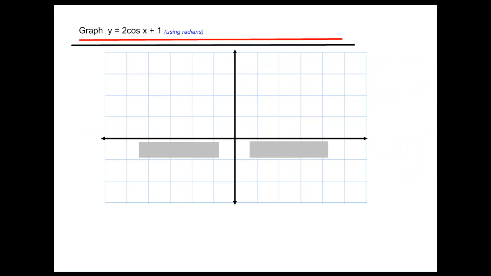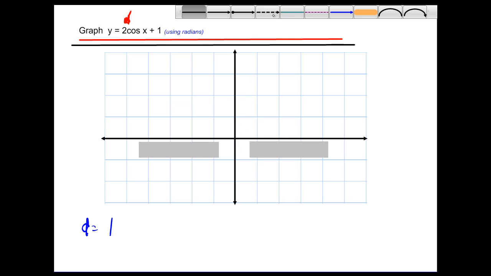So let's take a look at how we might graph a cosine graph that has some manipulation to it. So remembering transformations, we know that the 2 out in front here is going to act as a vertical stretch, and the +1 is going to be a vertical shift of up 1. If we're looking at y equals 2 cos x plus 1, here are some helpful steps that might allow us to plot this. The first thing is to find the d value, or what we call the midline. The d value in this case is 1. That's how much our graph has been shifted up.